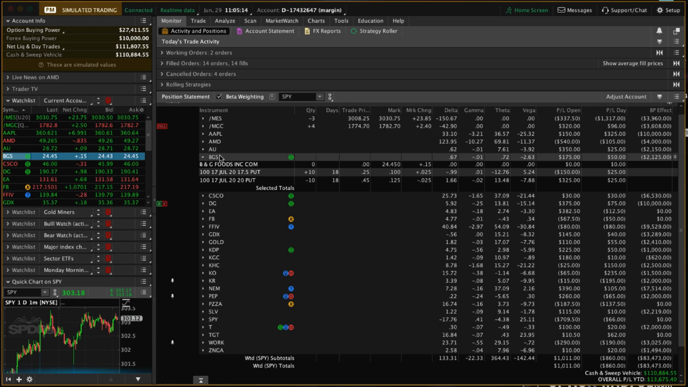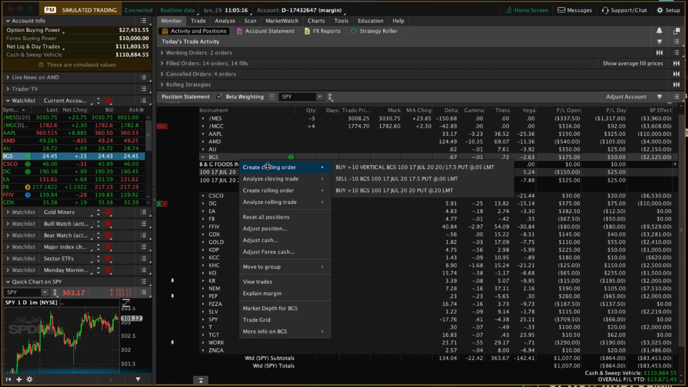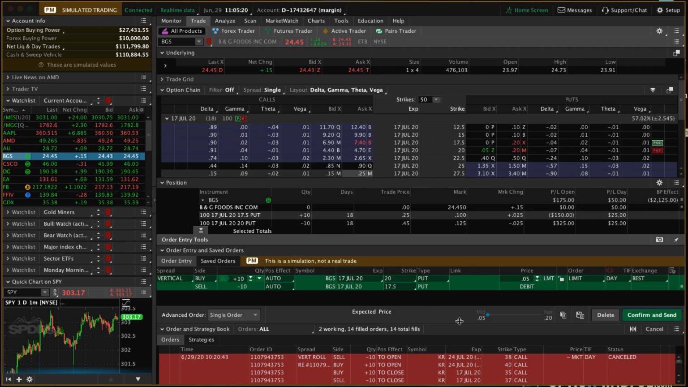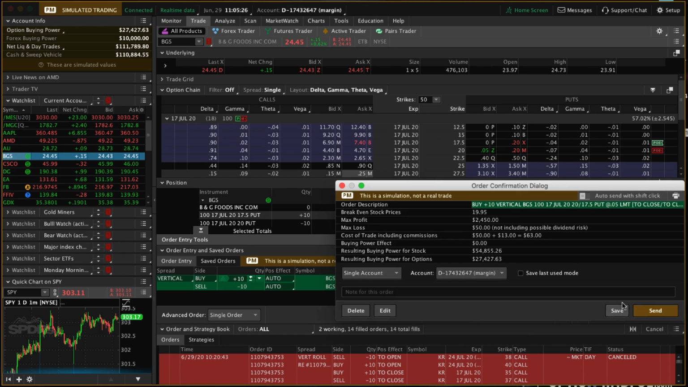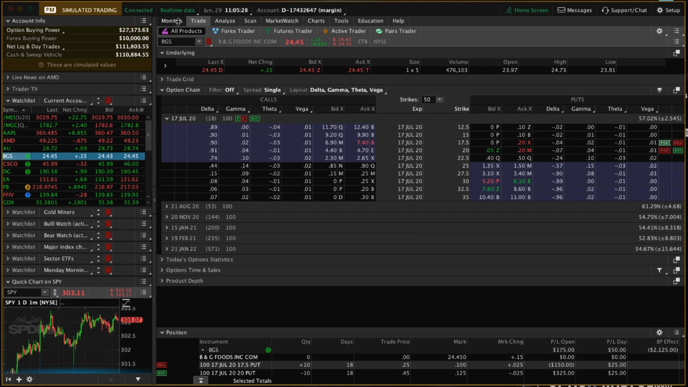I'm just gonna take money and run. So I'm gonna close my BGS. I will create a closing order by vertical. I'm not gonna wait for it to expire. I'm just gonna buy it back for a nickel, confirm and send. And we see if this gets filled.